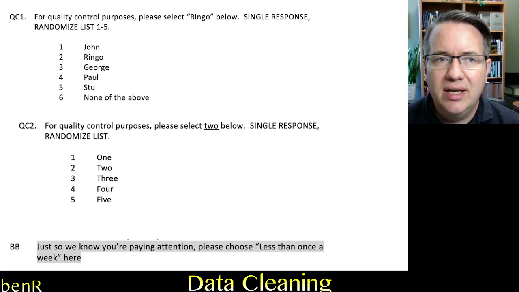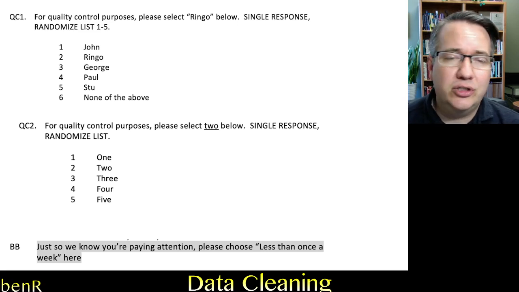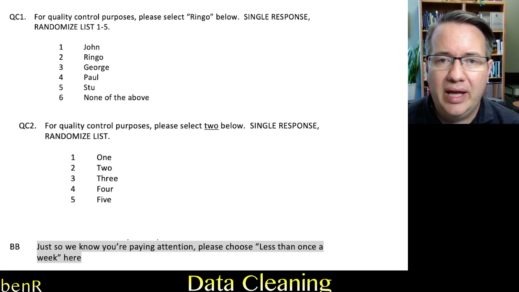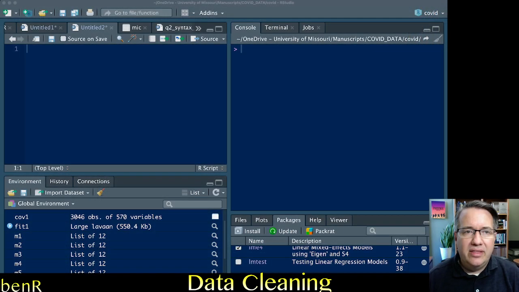So we'll be using QC1 and QC2, where we just said, "To show us you're paying attention, please select Ringo and please select 2." And that data is in this data file here that's named COV.